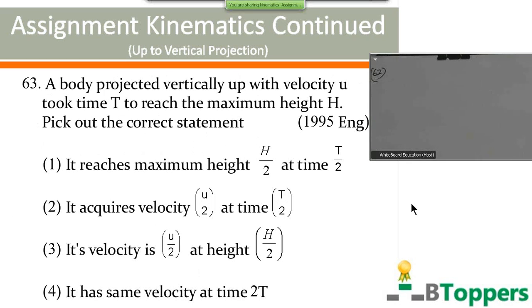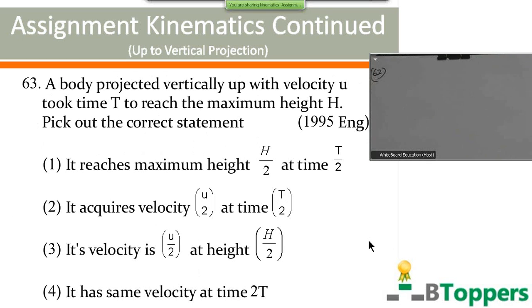See the question number 63. A body projected vertically up with a velocity U took time capital T to reach the maximum height h. Pick out the correct statement. Four statements are given, which are shown on the screen.